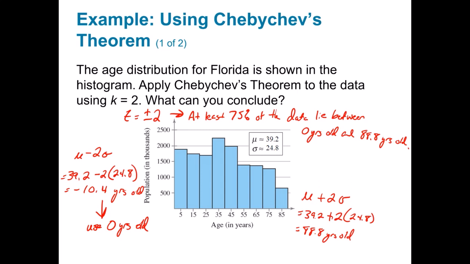Or if you really want to take this a step further, instead of saying of the data, we know what that data is, right? So what is our data? Ages of Floridians, right? So you would use something like of the data if you don't know anything about your data. But if you know about the data, talk about the data. So here we could say at least 75% of Floridians are between 0 years old and 88.8 years old, right? So then if somebody were to just look at that sentence, it tells them everything they need to know about that, right? Based on Chebychev's theorem.